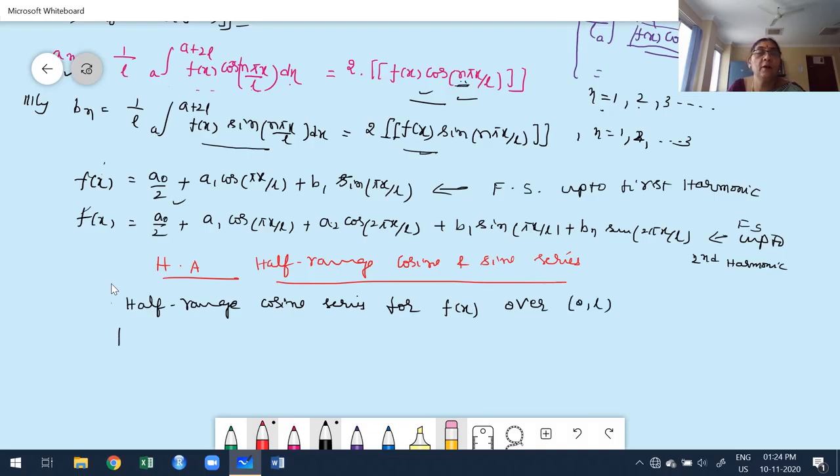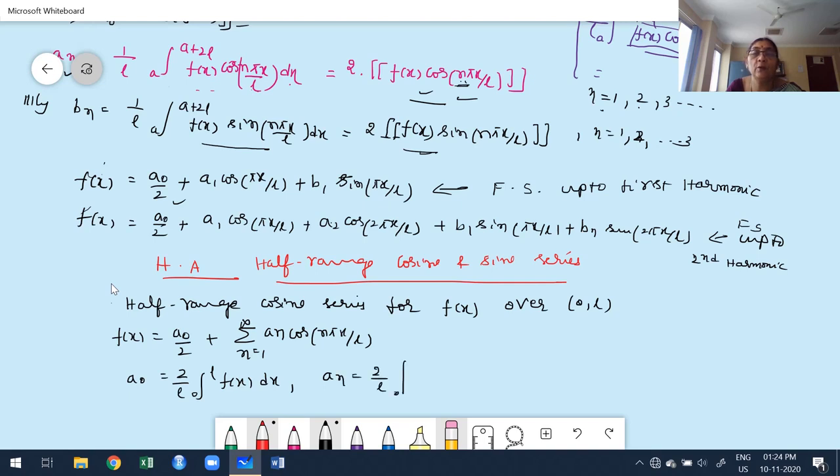What is the formula? f of x is equal to a naught by 2 plus summation ranging from 1 to infinity a n cos of n pi x by L. What is my formula for a naught? It is 2 by L integral 0 to L f of x dx. What's the formula for a n? It is 2 by L integral 0 to L f of x cos of n pi x by L with respect to x. I think you are clear how we get these steps.